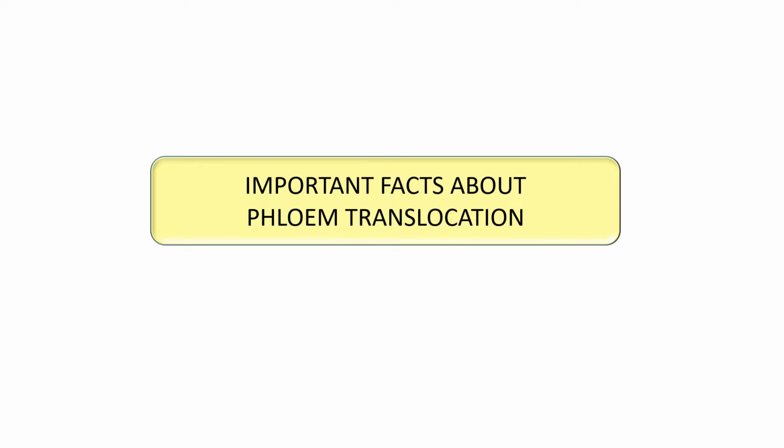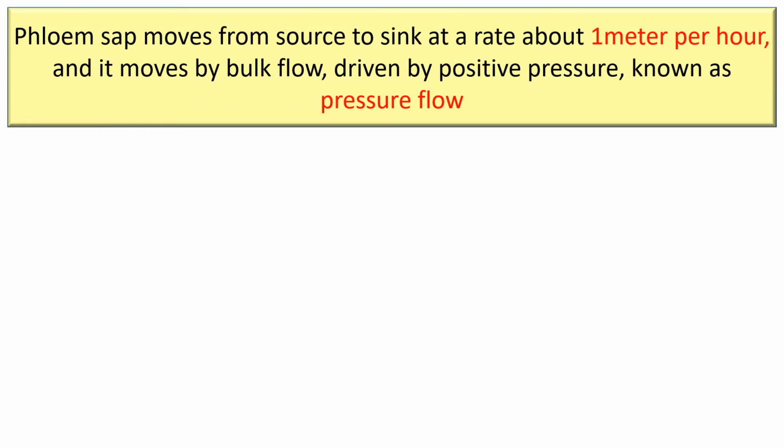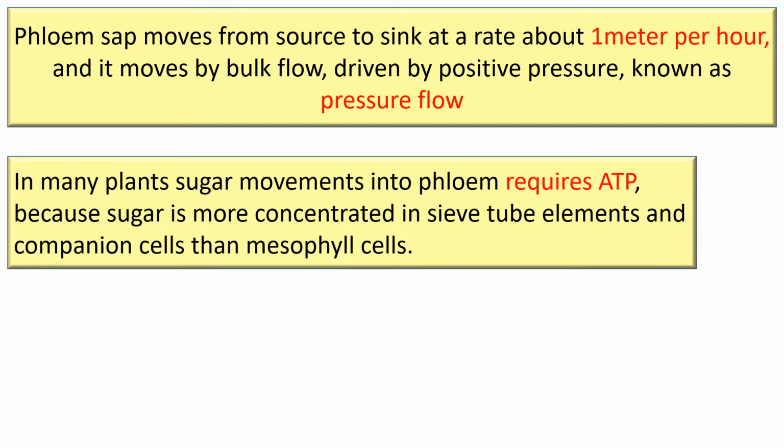Important facts about phloem translocation. Phloem sap moves from source to sink at a rate of about 1 meter per hour, and it moves by bulk flow, driven by positive pressure, known as pressure flow. In many plants, sugar movement into phloem requires ATP, because sugar is more concentrated in sieve tube elements and companion cells than mesophyll cells.